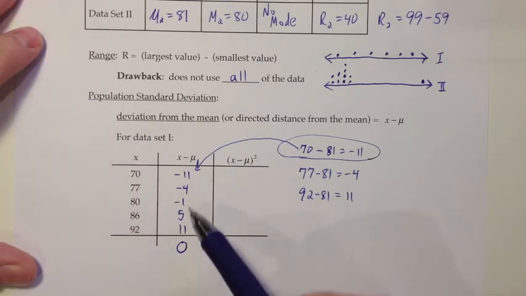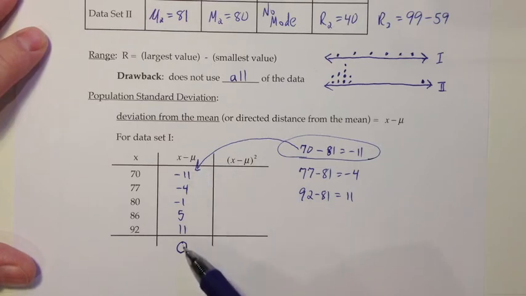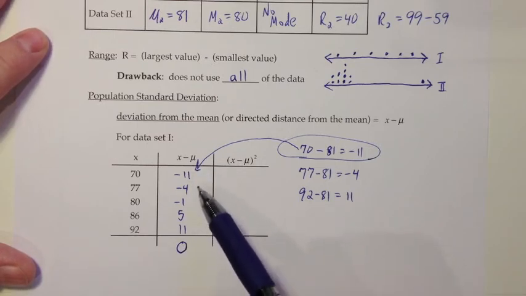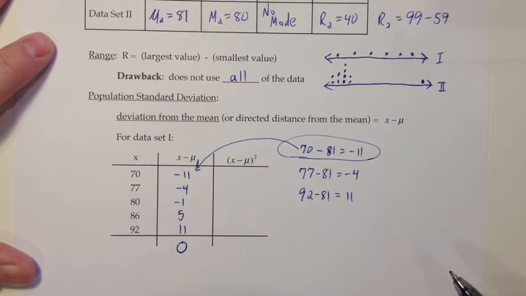So this is going to happen for every single data set, and if all data sets do the same thing here, then we're not going to be able to see differences in spread if we are adding these up and having the negatives and positives cancel out. So there's a couple things that we could do. Our goal here is to get rid of the negatives before we add them up.